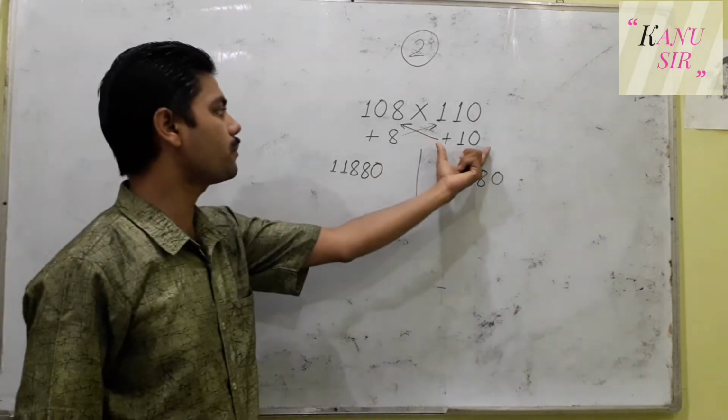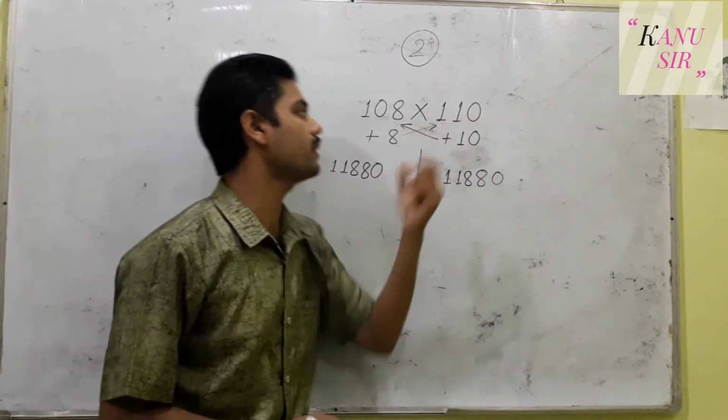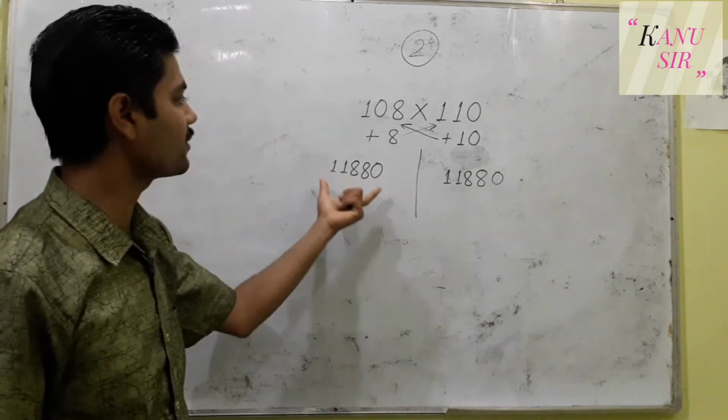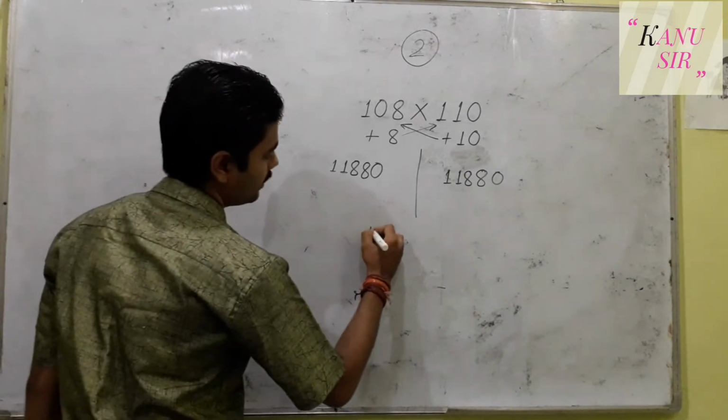So either you can add 10 to 108, or you can add 8 to 110. Your product will be the same, and if you are confused, you can check your calculator. Let us try another question.